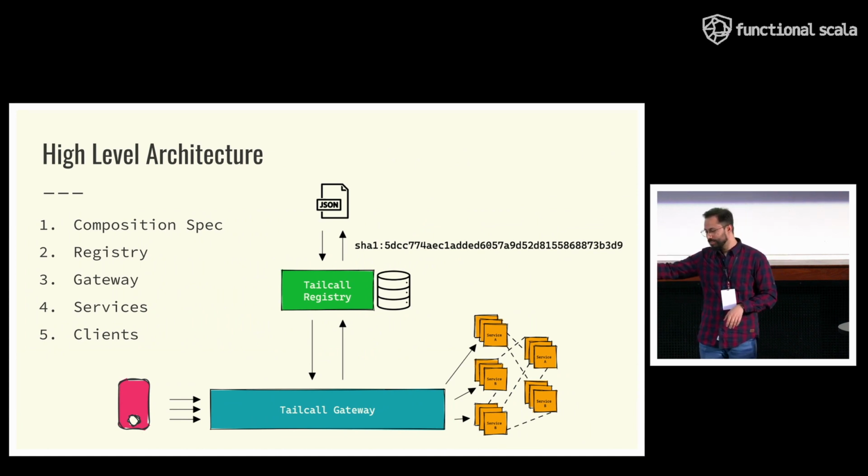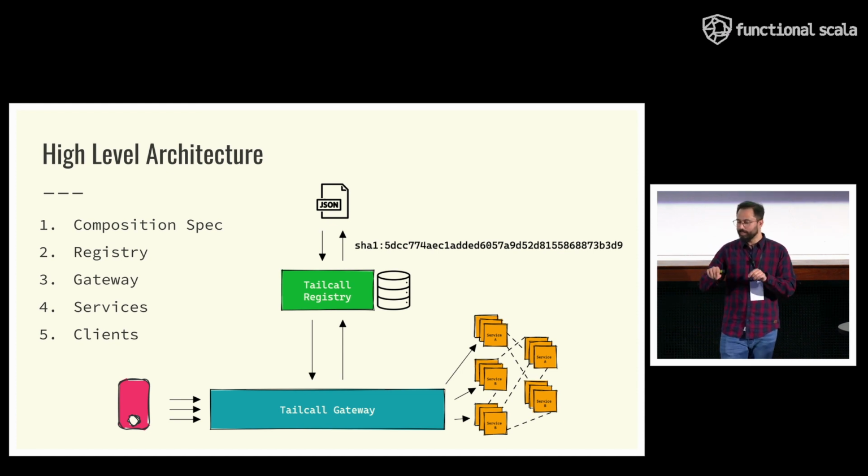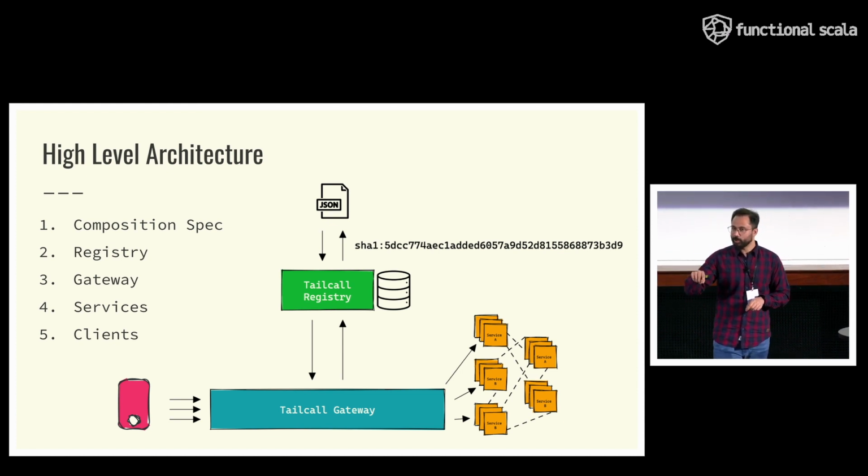You have the services, you have the client, those remain the same. The gateway is swapped with the Tailcall gateway. And then there's a Tailcall registry, which contains all the specifications of your composition. Whatever way you want to compose your APIs, that information is created, saved in a JSON, and then patched into the registry.